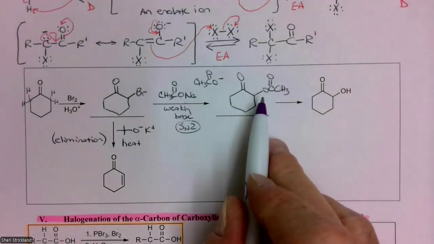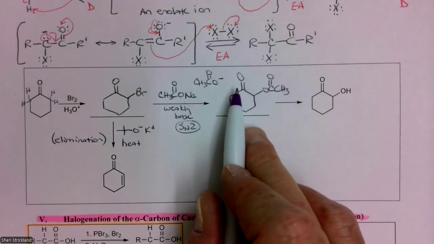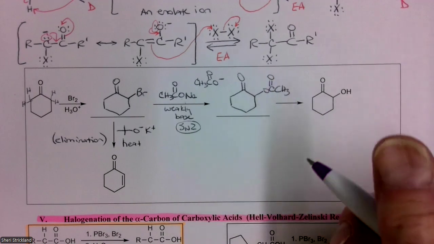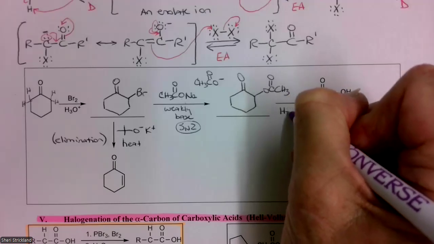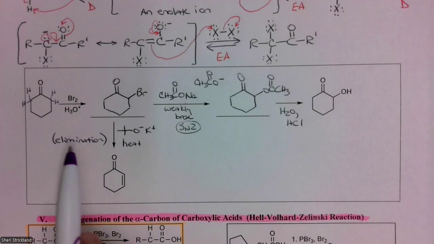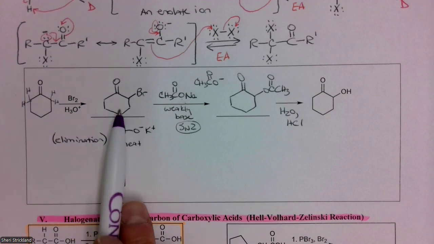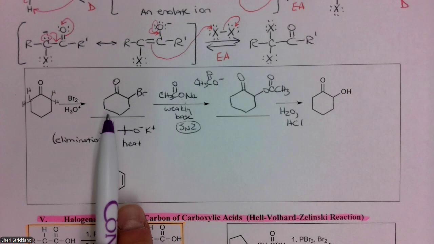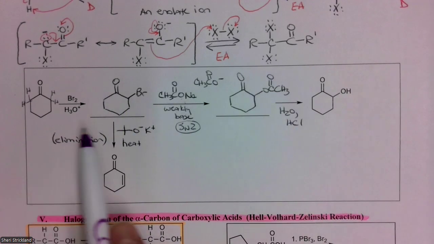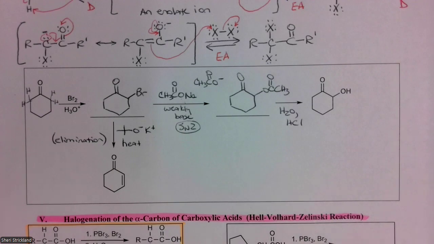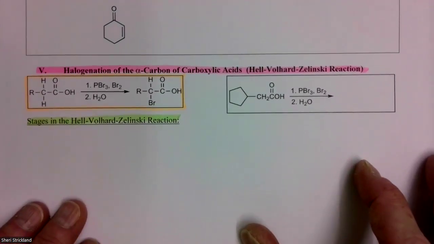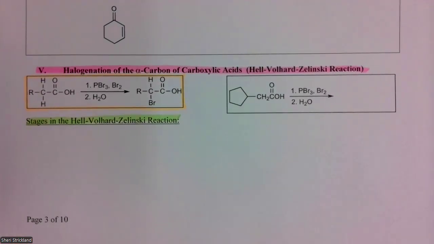So we've got an ester over here and a ketone over there. And then in order to hydrolyze this ester, we just need aqueous acid. Okay, so it's possible to take cyclohexanone, introduce an alpha halogen, and then go forward with a substitution process or an elimination process, which can be very handy when you're doing some synthesis problems. All right, so that's the story on alpha halogenation of ketones and aldehydes.